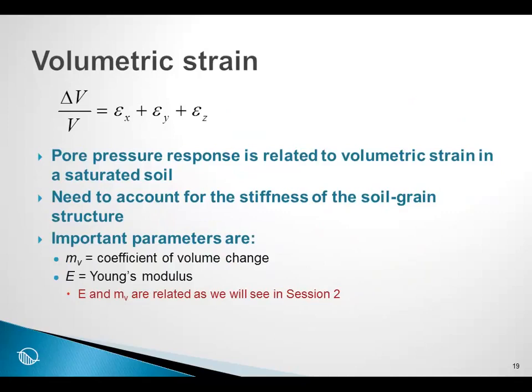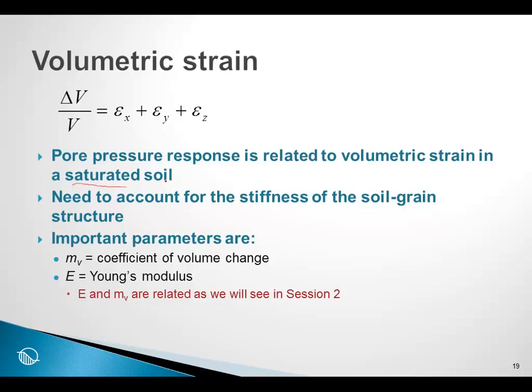Another important concept is that of volumetric strain. Volumetric strain is simply the change in volume of an incremental element divided by the original volume, which is defined as strain X plus strain Y plus strain Z. This parameter is very important because the pore pressure response is related to the volumetric strain in a saturated soil. So if we can establish the volumetric strain, we can relate this to the pore pressure response.